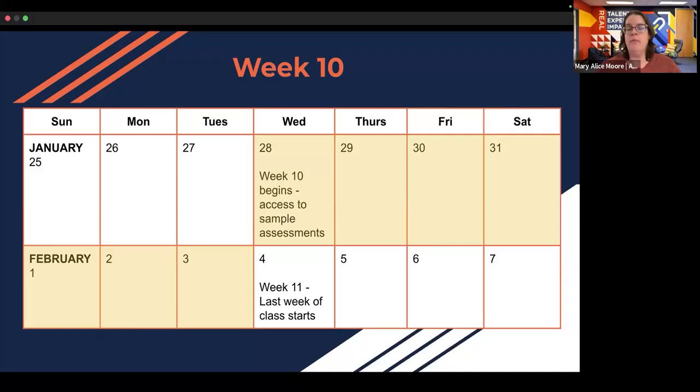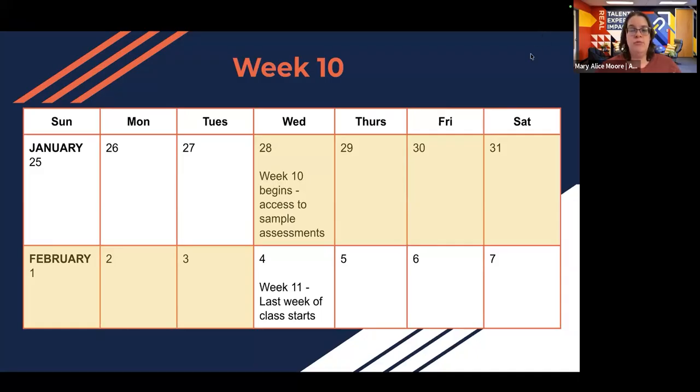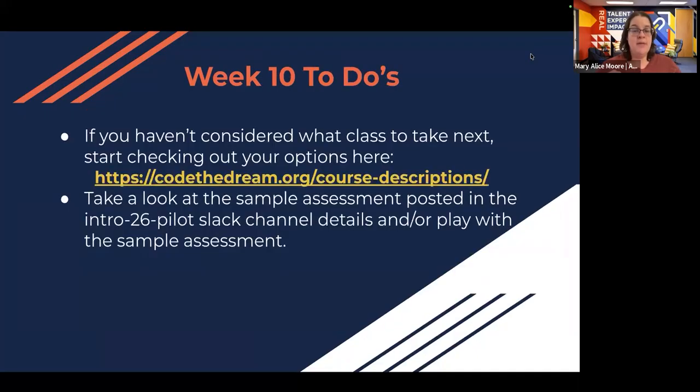All right. So to recap, week 10 to-dos. If you haven't considered what class to take next, start checking out what your options are. You can visit codethedream.org/course-descriptions, or if you just go to codethedream.org, from the Learn section, select course descriptions. It'll help outline the two pathways that you have. You have two alternatives, two options available to you.